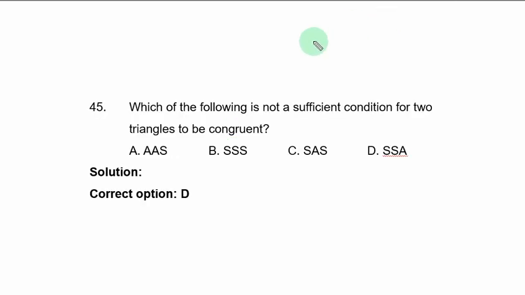Question 45. Which of the following is not a sufficient condition for two triangles to be congruent? If you are familiar with similar and congruent triangle, you understand that D is the correct option. SSA, that is a side, another side, and angle.